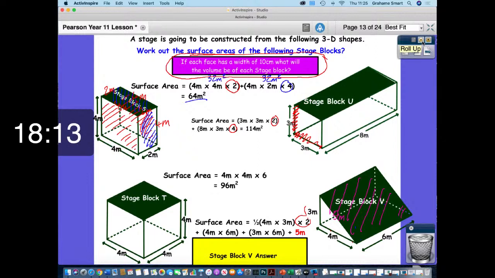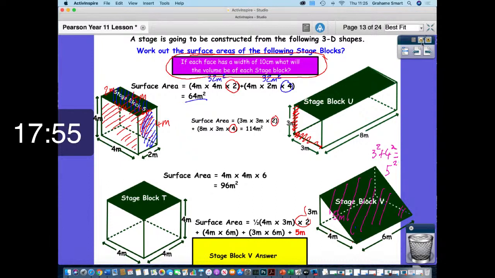Okay, and what I'm saying there is 3 squared plus 4 squared equals 5 squared. And my pen's not working particularly well now. So I've used Pythagoras' theorem to get that 5 metres.